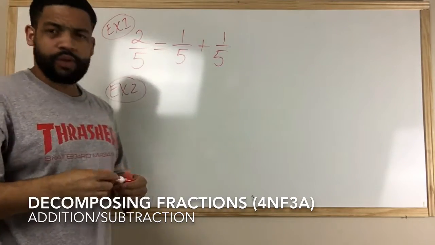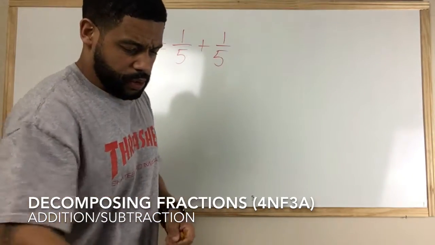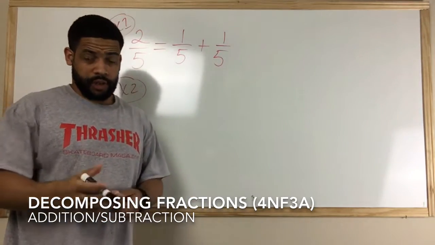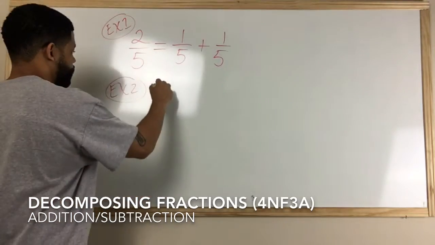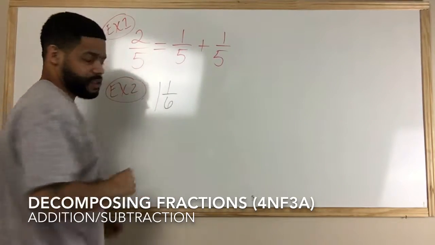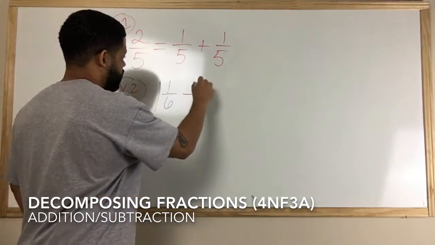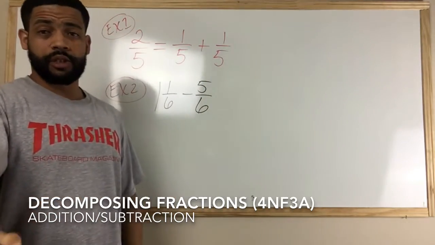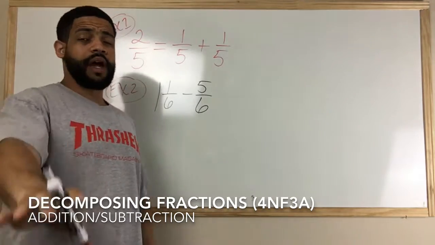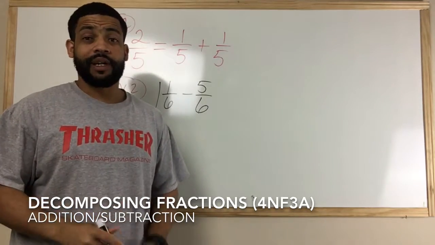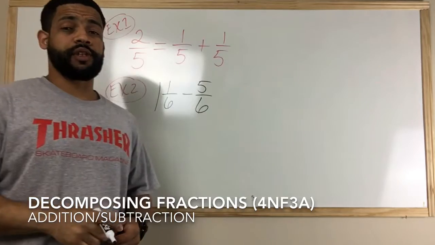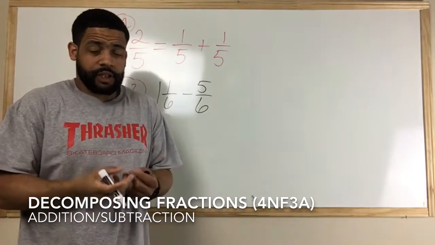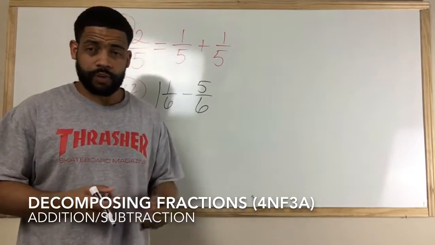In example 2, I want to talk about something a little different. We want to do some operations with this. Let's say we take 1 and 1/6, and we want to subtract 5/6. Now remember, everything is a continuation of previous information. If you haven't seen the previous videos, go back and look at the previous 2 videos on these topics of how we put these fractions together in pieces, composing and decomposing.